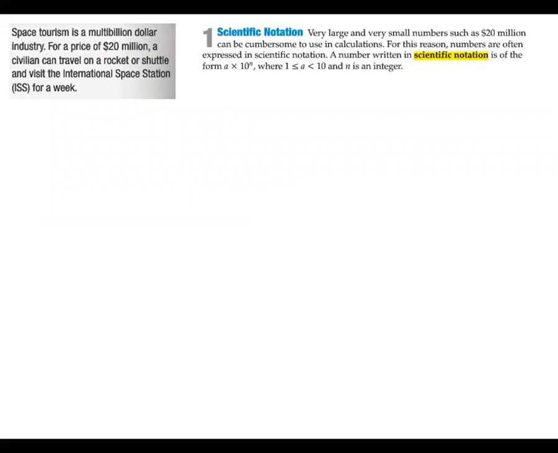A number written in scientific notation is of the form some number a times 10 to the nth power, where a is a number greater than or equal to 1, but less than 10. So it can be any decimal between 1 and up to, but not including 10. Okay? So it'd be like 9.9999999, but once you hit 10, you're no longer technically in scientific notation. And n is an integer, so the exponent has to be an integer, positive or negative number.